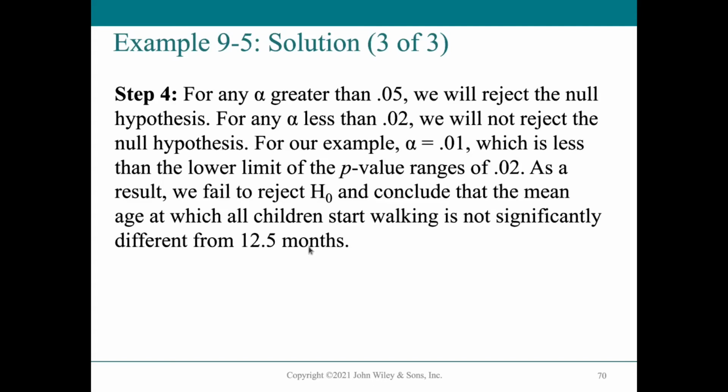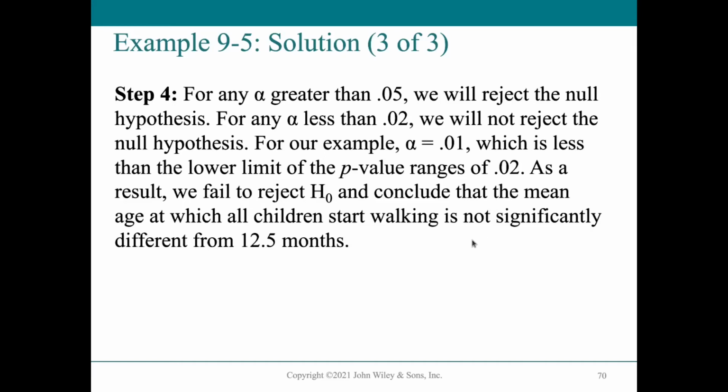We have a high p-value. If it's higher than our alpha, we do not reject our null hypothesis, and therefore we can conclude that the mean age at which all children start walking is not significantly different from 12.5 months.